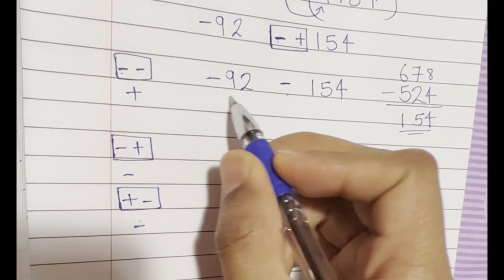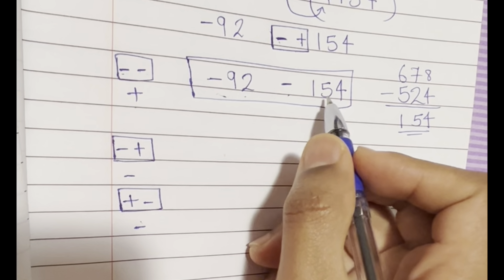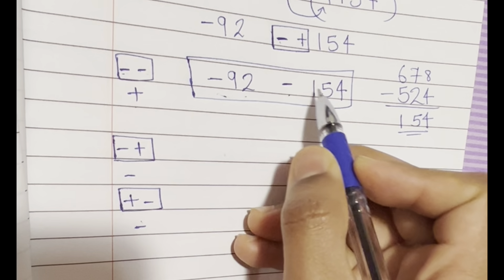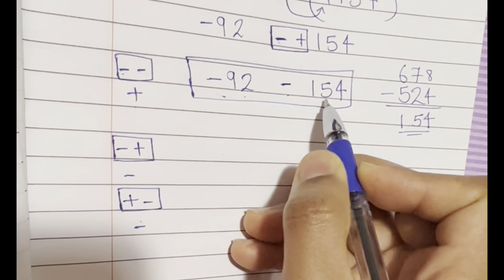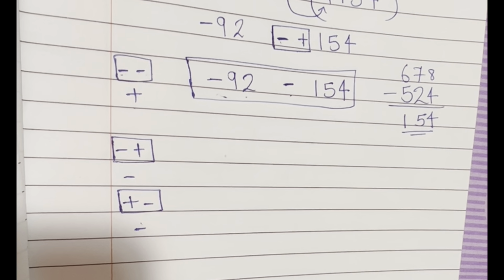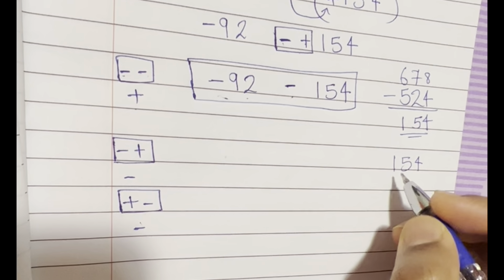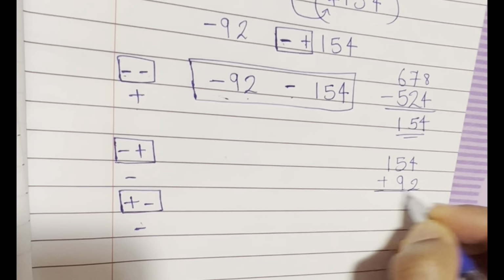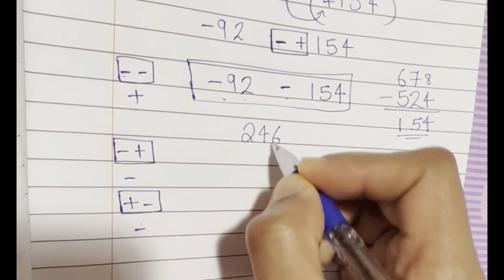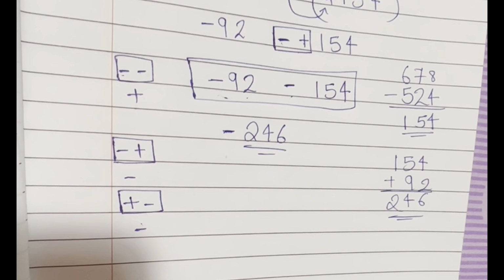Now you see this expression alone, what does it become? Minus 92 minus 154. Remember addition of integers rule number 1. This is a negative integer, and the sign of 154 is minus, so it is again a negative integer. When two negative integers come, in addition of integers we add them. So 154 plus 92, what is the answer? 246. So this 246 we'll write here and put the common sign. Minus is the common sign, so our answer is minus 246.